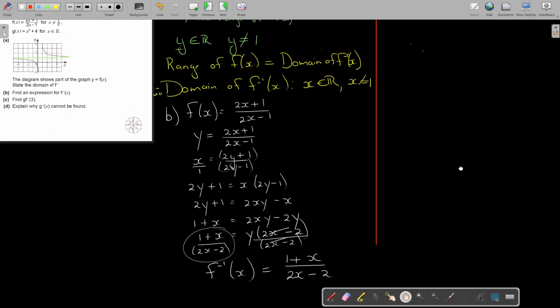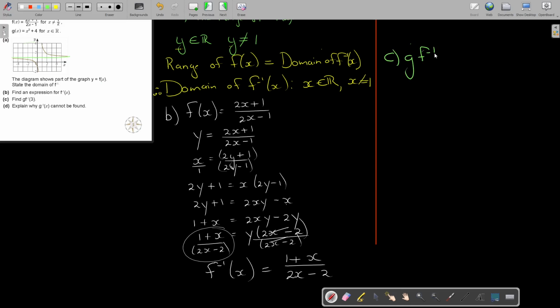Okay, so it's GF. Okay, let's start. This is number C now. So it's G of F minus 1 of 3. Now, this is actually nice. So start with F minus 1 and substitute first that 3 in the inverse. So it's 1 plus 3. Okay, I just want to make sure it's not negative 3. It's positive 3. That's correct.